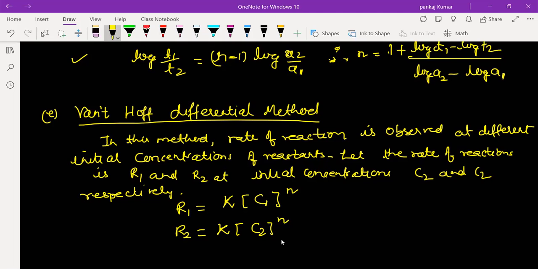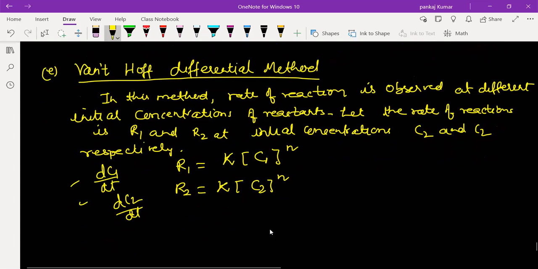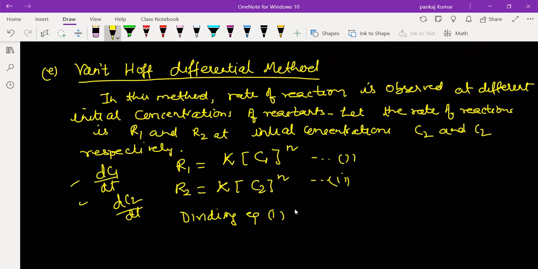Isn't it? So this R1 is nothing but dC1 by dt, and this R2 will be dC2 by dt. This is the rate only. Now dividing equation 1 by equation 2, we get R1 by R2 is equal to (C1 by C2) to the power n.